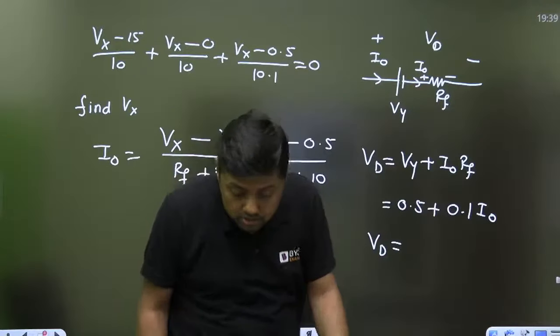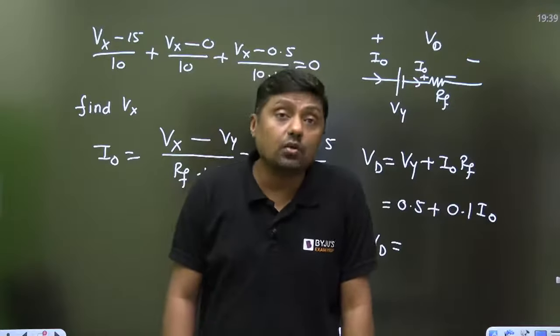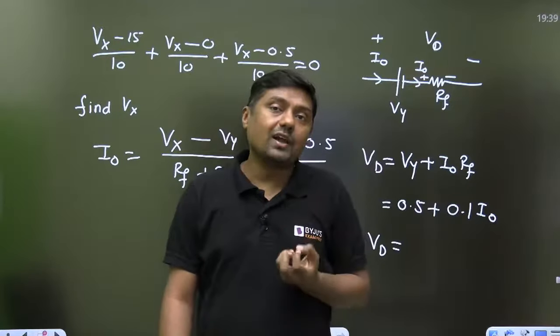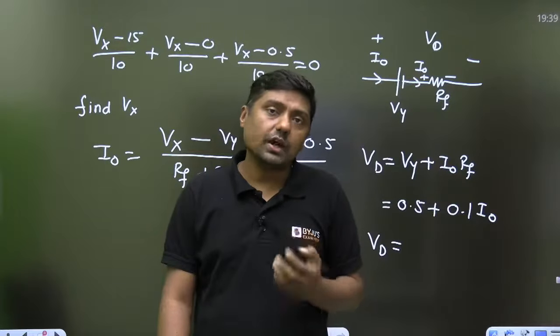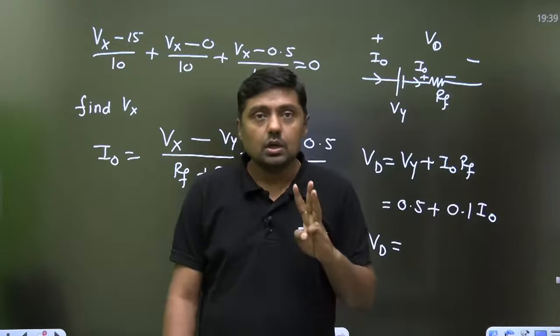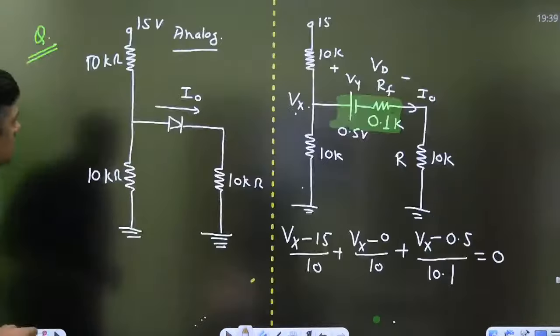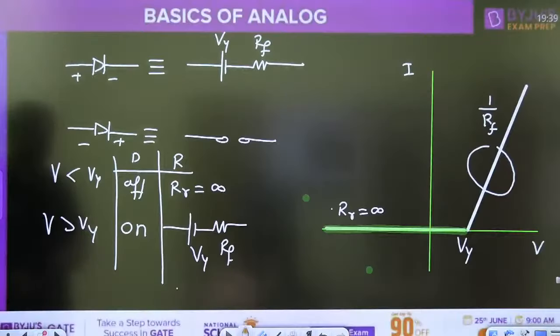So this is the assignment for you guys. Find the Vx, and this time find the exact value of I naught through the diode. You have to check. So I want to conclude it. I have discussed the three conditions of the diode here.